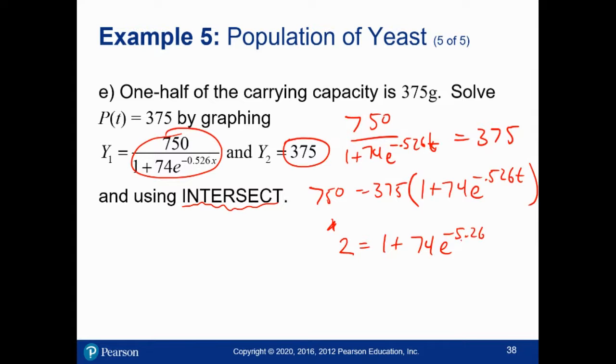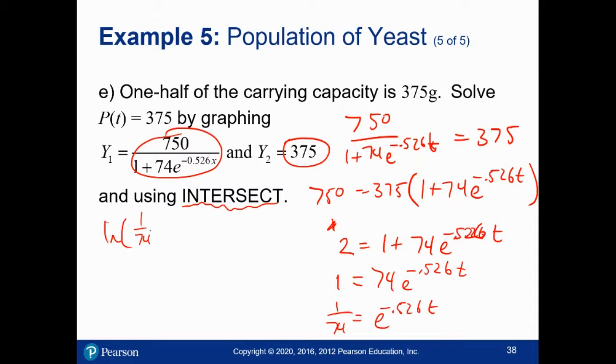0.526t. Subtract 1. Divide by 74. Take a natural log. And finally, divide by negative 0.526.